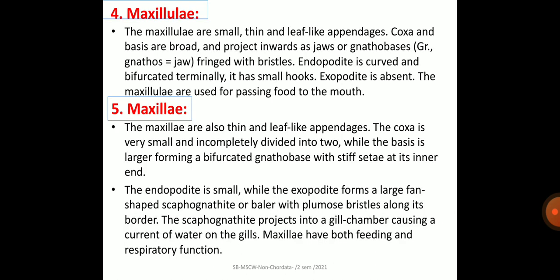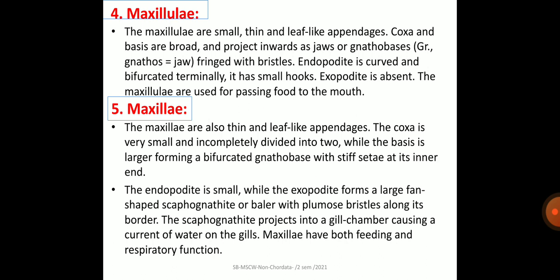Maxillulae, I have already discussed. These are small, thin and leaf-like. Coxa and basis are broad. They project inwards as jaws or gnathobases. Then they are fringed with bristles, small spine-like structures. The endopodite is curved and bifurcated terminally. It has small hooks. Exopodite is absent and the maxillulae are used for passing food to the mouth.